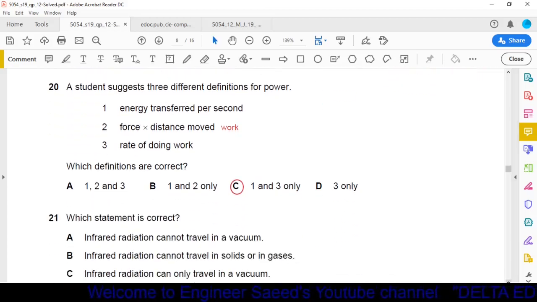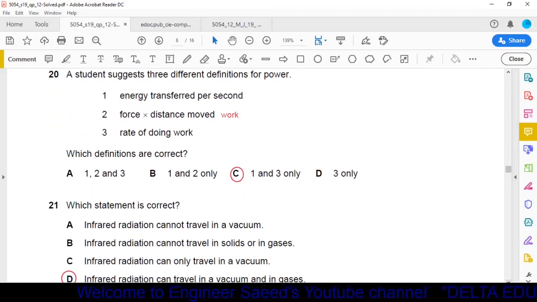Correct option is C. Okay, today we have completed up to question number 20. The remaining questions from 21 to 40 we will do in the next session.